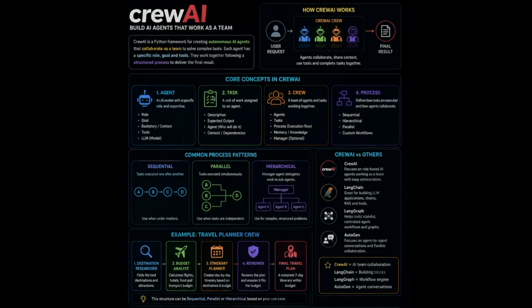Now we have understood the multi-agent system, how it works, different patterns and different communication systems, everything. To build that, we need some tool. As we discussed, CrewAI is a tool which helps us build a multi-agent system. So let's understand a little bit about CrewAI. CrewAI is a Python framework for creating autonomous AI agents that collaborate as a team to solve a complex task. Each agent has a specific role, goal, and tools.